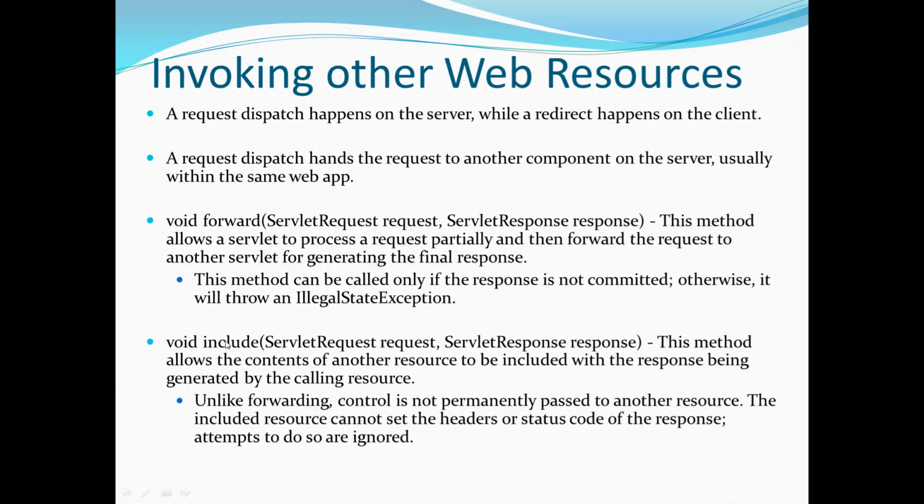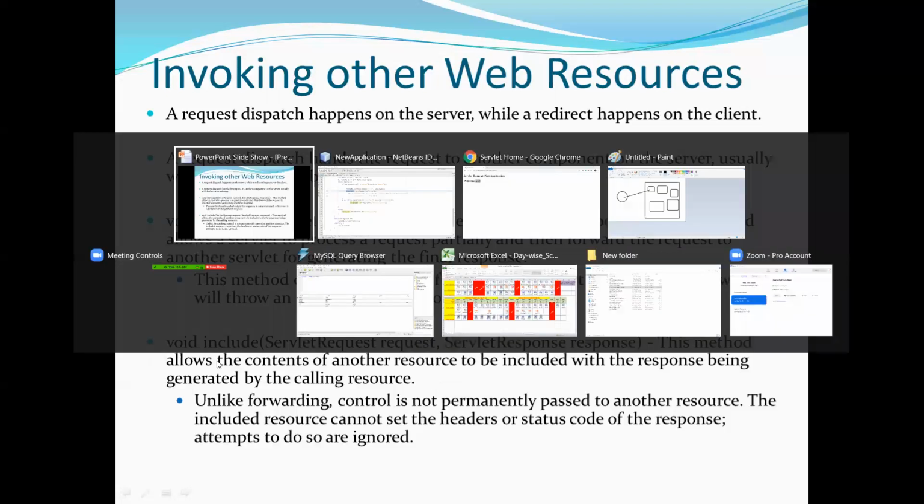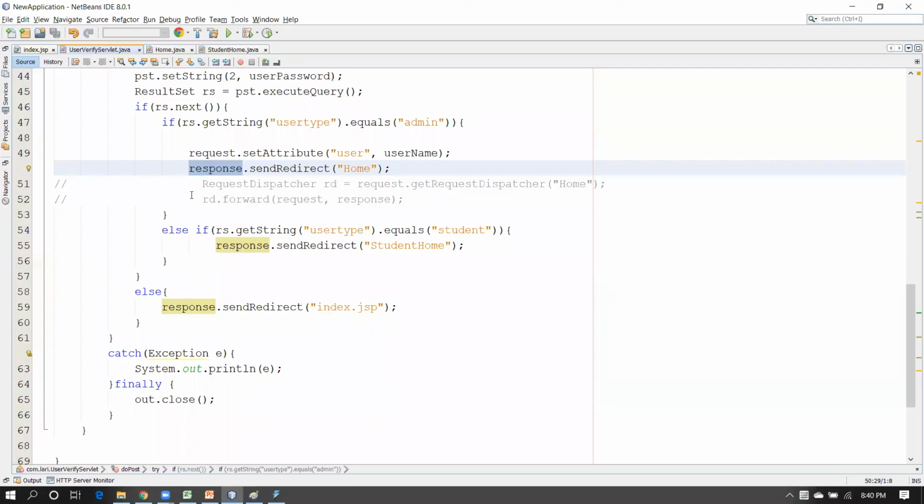What is the meaning of include? There is one more method. What is meant by include? Void include, the same parameters. This method allows the content of another resource to be included within the response being generated by the calling resource. So include means when you forward any resource from here by using this code.